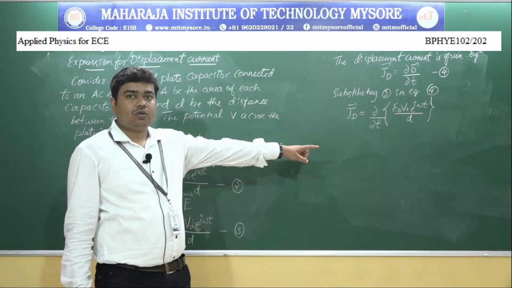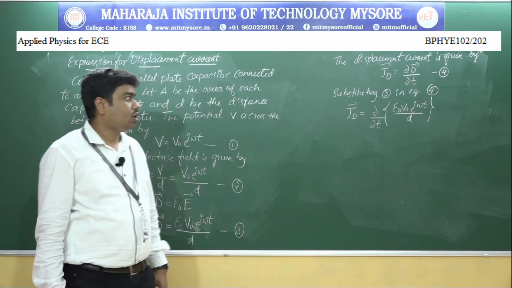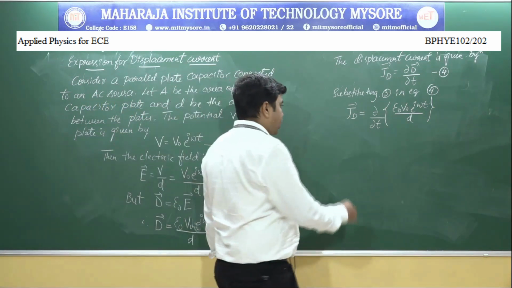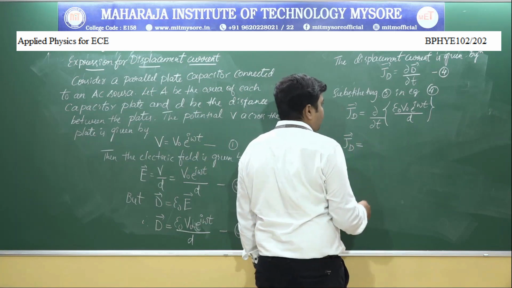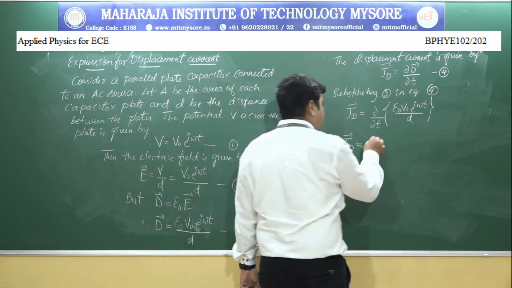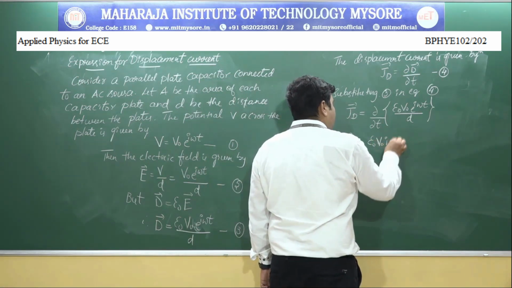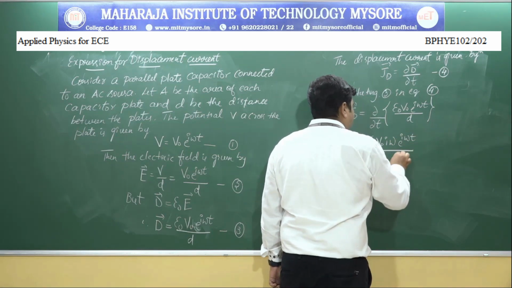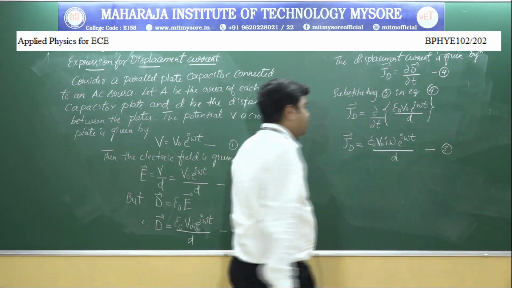Now, what we have to do is partially differentiate epsilon naught V naught exponential of i omega t divided by d in order to get the expression for the displacement current. So, we can write JD is equal to, now if I partially differentiate this, I will get epsilon naught V naught i omega exponential of i omega t divided by d, call this equation 5.